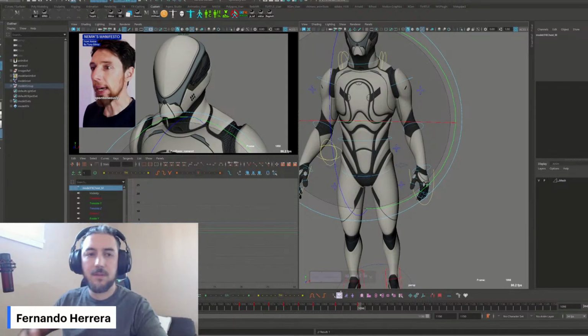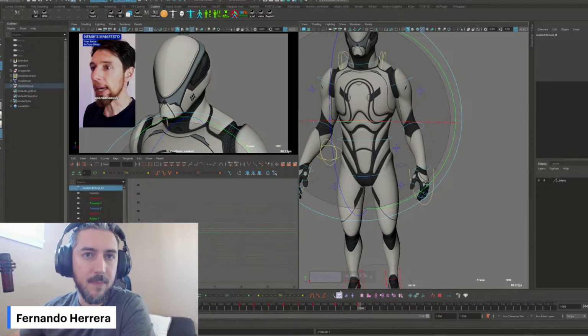We also had another question from Discord. Do you use both translate and rotate when moving the head? Okay. Yeah, we're going to get there. It depends on the rig.